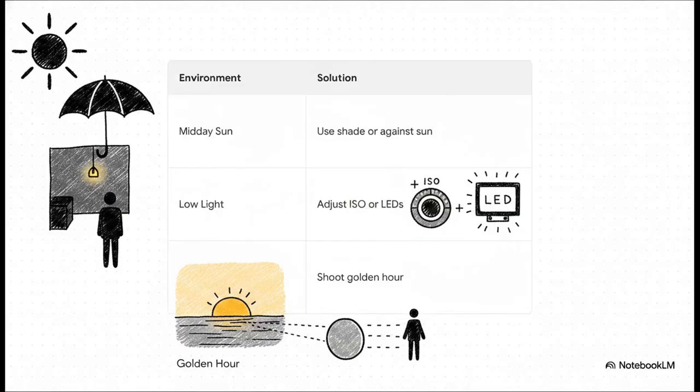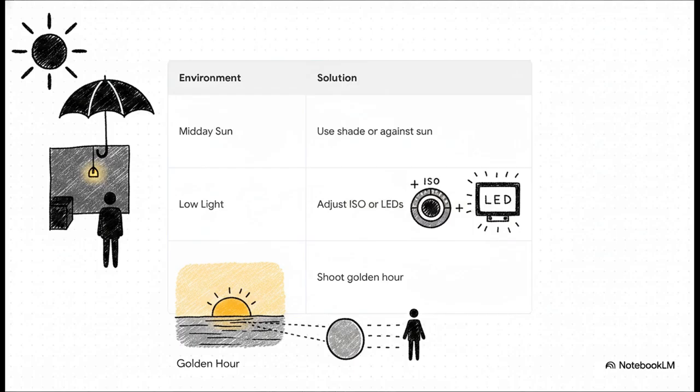Now, since documentaries rarely happen in perfectly controlled studios, consider this your ultimate real-world cheat sheet for unpredictable lighting. Filming in the harsh midday sun? Try to find some shade, or just position your subject with their back to the sun to avoid those ugly facial shadows. Stuck indoors in low light? Carefully adjust your camera's ISO settings or bust out a portable LED.